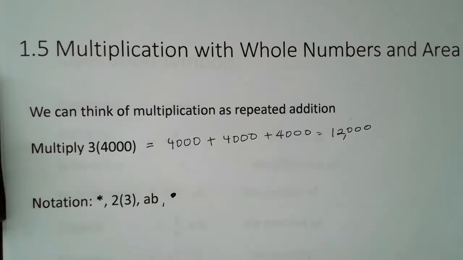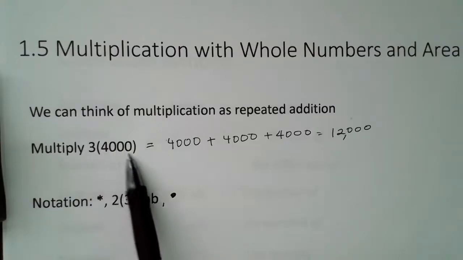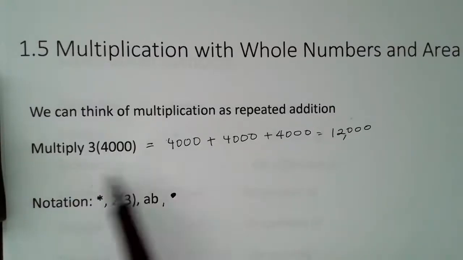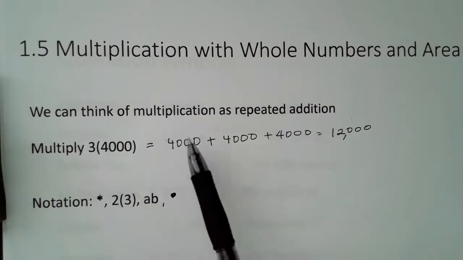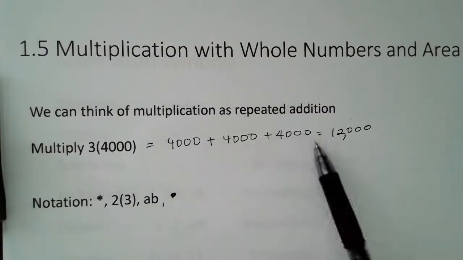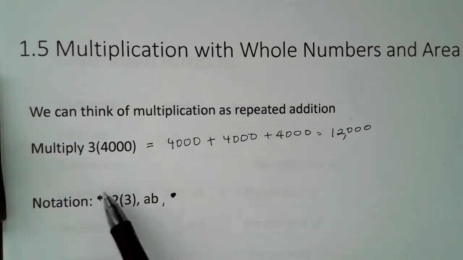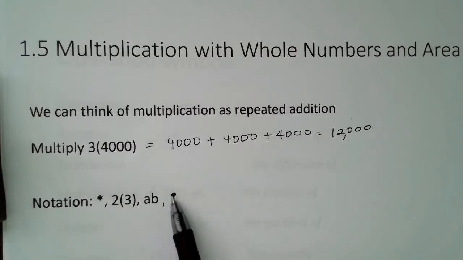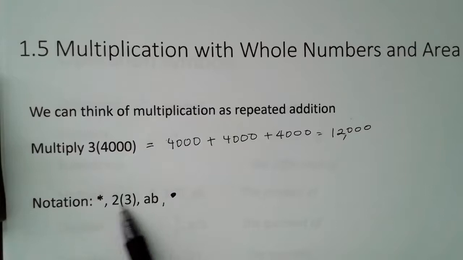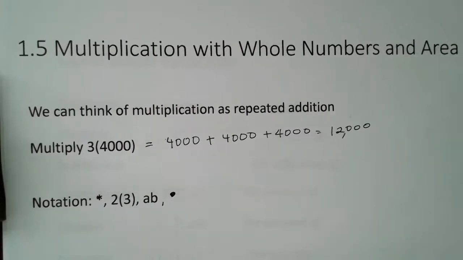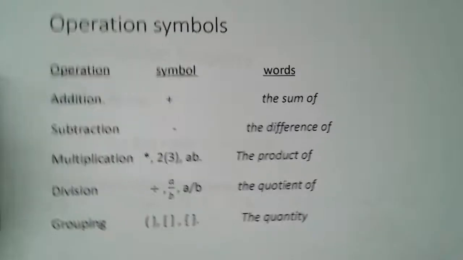So for example, 3 times 4,000, we can think of this as either 3 added 4,000 times, or you can think of it as 4,000 added 3 times. So 4,000 plus 4,000 plus 4,000 would give us 12,000. And some notation for multiplication: sometimes I use a star, this asterisk, but more commonly it's a dot. You also have parentheses, and if you have variables, put them side by side, and that indicates multiplication as well. Okay, so here are some common symbols that we use.